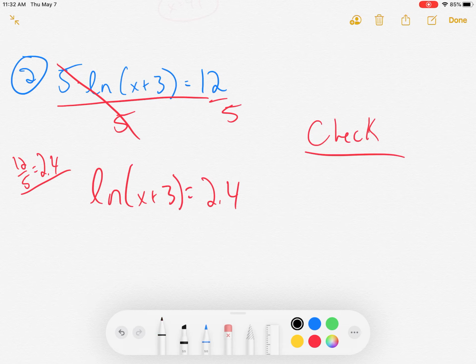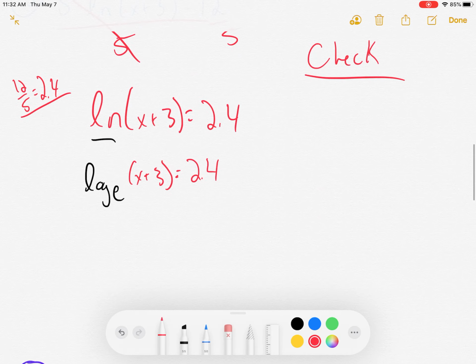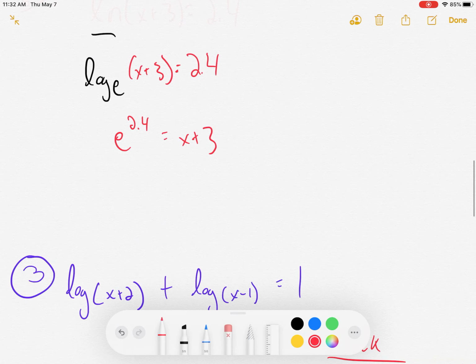Now remember, the natural log, this is really log base e of x plus 3 equals 2.4. Put it in exponential form. E to the 2.4 power equals x plus 3. Okay, now we need to take e to the 2.4 power. I get my calculator up here.